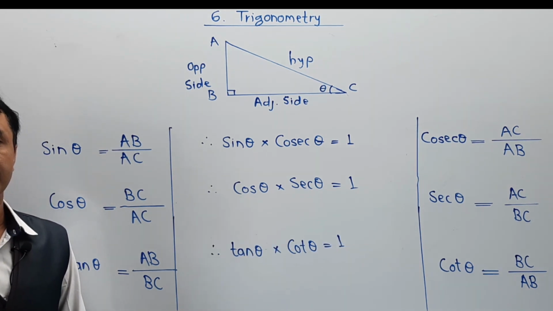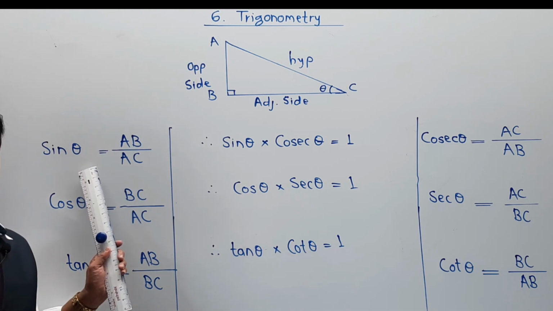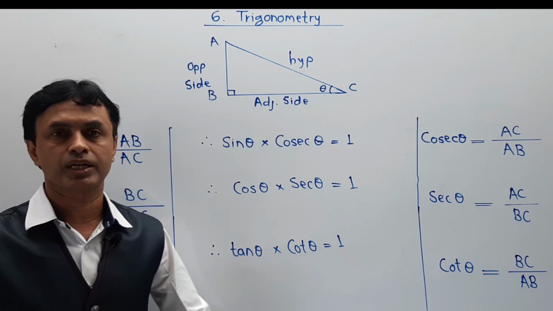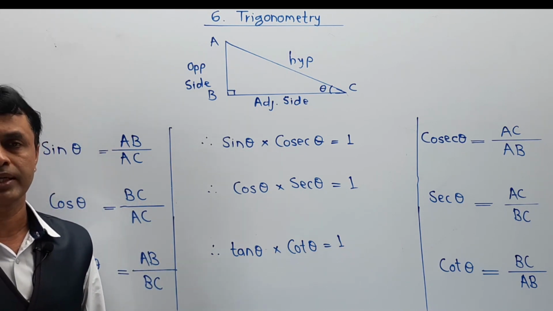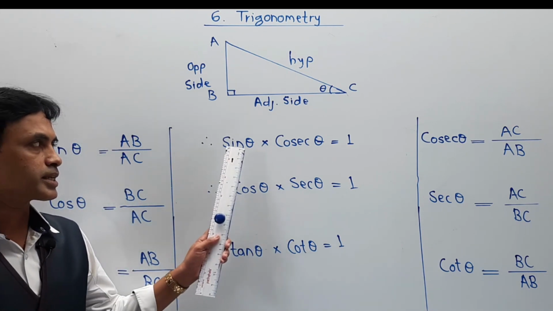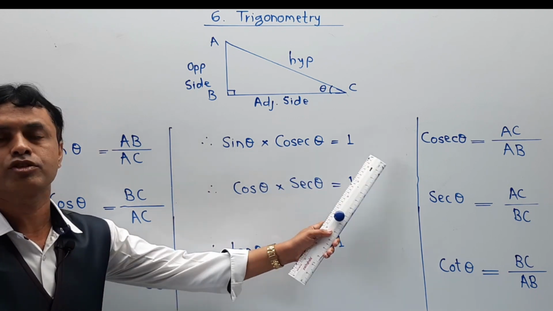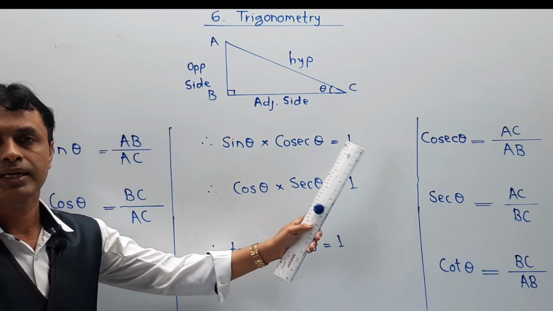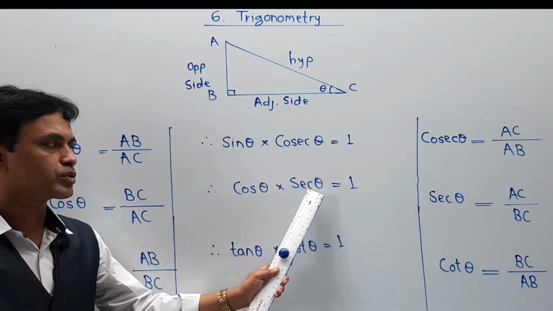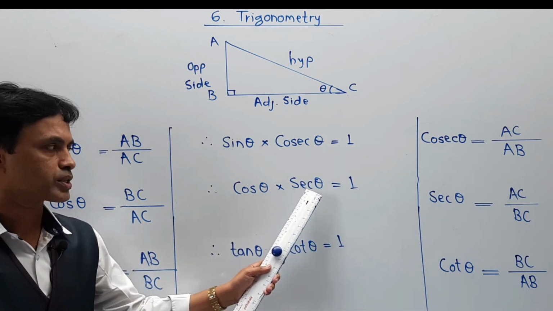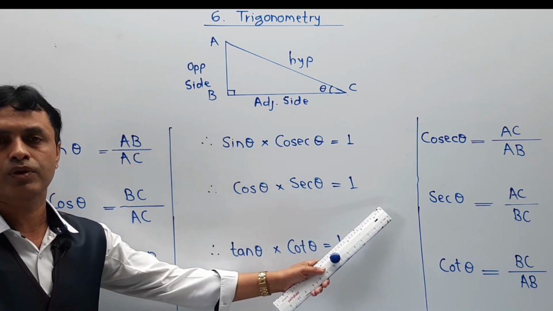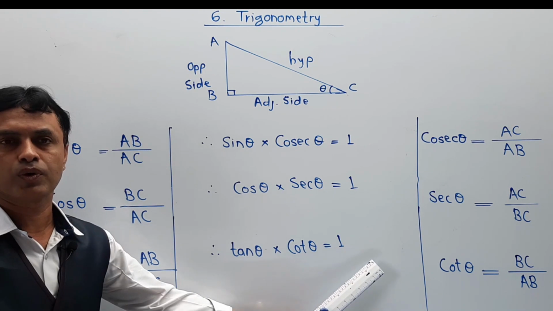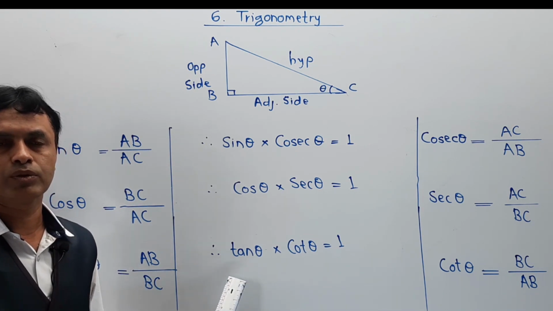So from this part, we are able to conclude not only the definitions of sin theta, cos theta, tan theta, as well as cosec theta, sec theta and cot theta. We are also able to conclude properties which are used in a numerical, that is sin theta into cosec theta is equal to 1, or cosec theta into sin theta is equal to 1. Next, cos theta into sec theta is equal to 1. Last, tan theta into cot theta is equal to 1, or you can say cot theta into tan theta is equal to 1.